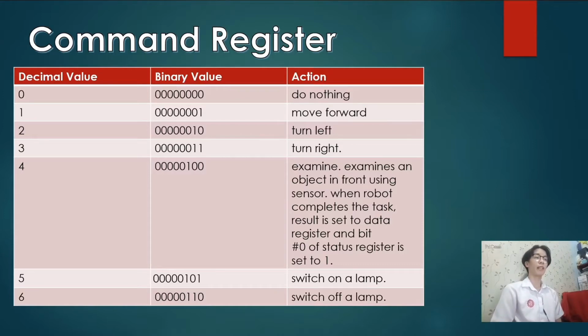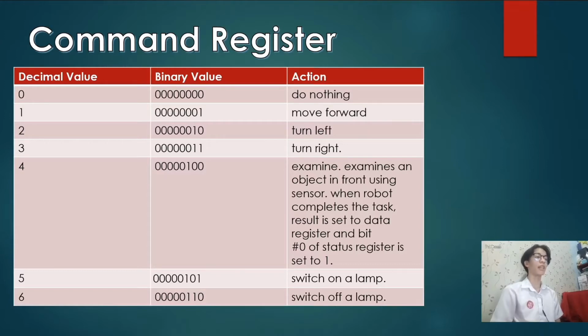Decimal value 2. This binary pattern has the indication 1 on the 7th position, and the action of it is to turn left. Decimal value 3. The binary value of it has the indication 1 on the 7th and 8th positions of the binary pattern, and the action it does is to turn right. Decimal value 4. The indication it has is on the 6th position of the binary value, which means the action is to examine.